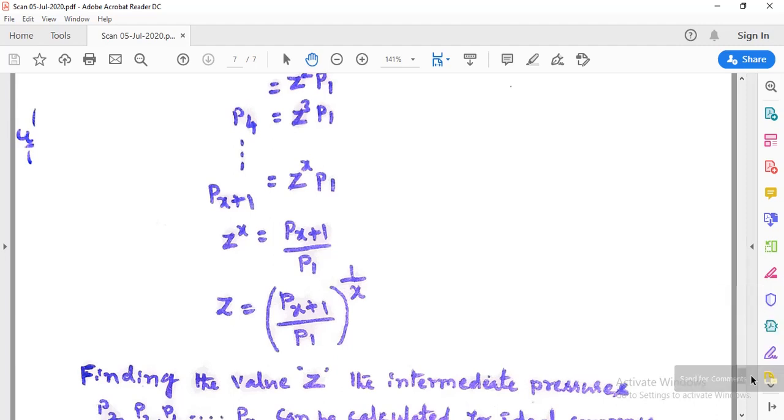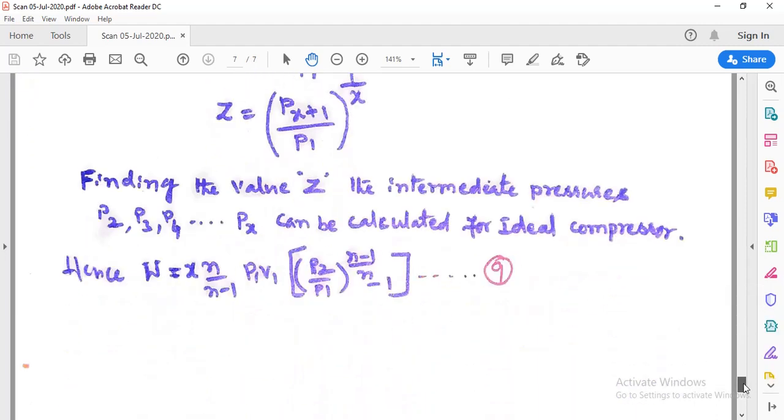So we can find the work done per cycle, that is equal to x into n divided by n minus 1 P1 V1 into P2 by P1 whole to the power of n minus 1 divided by n, minus 1. This is the equation for the ideal compressor for x number of stages, because in an ideal compressor the pressure ratio will be the same. That is P2 by P1 is equal to P3 by P2, which is equal to P4 by P3, like that. So this is about the multi-stage compressor.